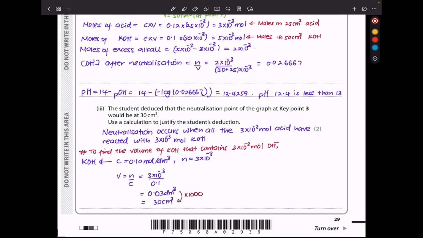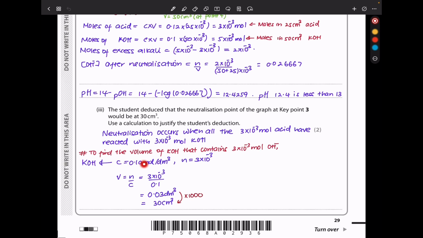used up. So here I said concentration of the potassium hydroxide is that, but the number of moles that are going to be required at the neutralization point are going to be that. So the volume required is going to be number of moles divided by the concentration, giving us 0.03 decimeters cubed. Multiplying by 1000, it is 30 centimeters cubed, so this is correct based on the question.